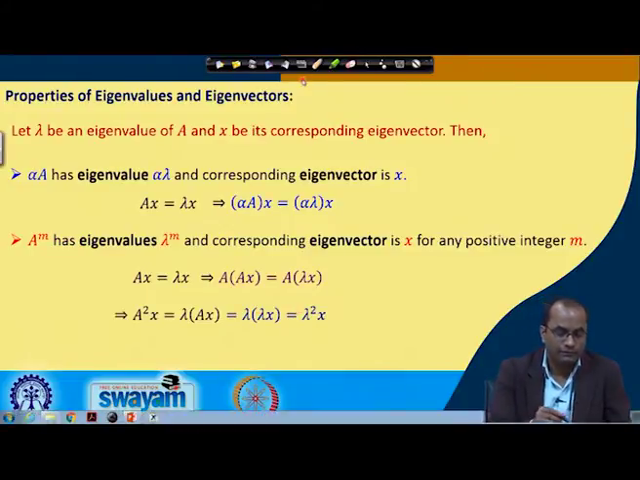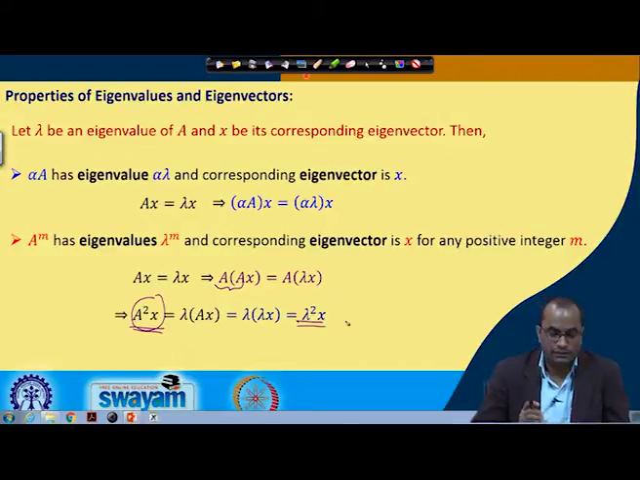So, what relation do we have now? A square x, that was the multiplication of A with A, is equal to lambda square x, which tells that the matrix A square has the eigenvalue lambda square, and lambda was the eigenvalue of A. So, with this relation we can easily get the eigenvalues of A square or A cube or A power any integer m, because the power will go to the eigenvalue and the eigenvector will be also the same, which was the eigenvector of this lambda for matrix A.